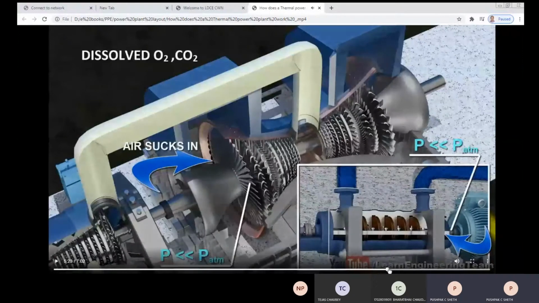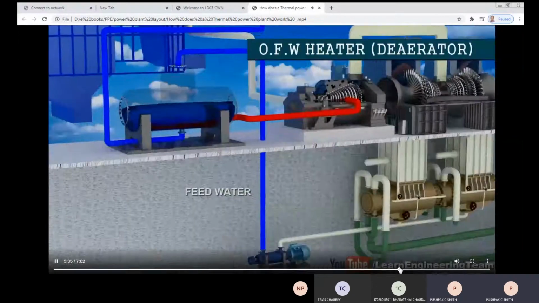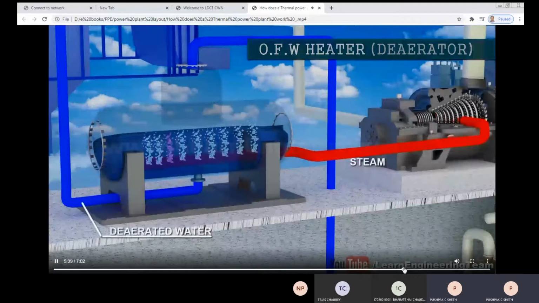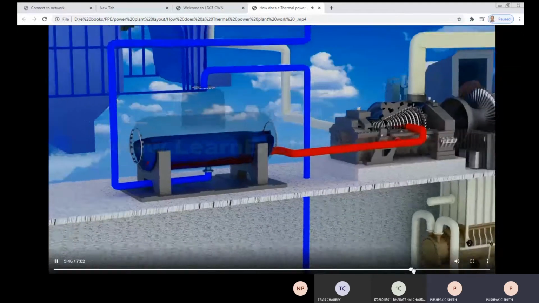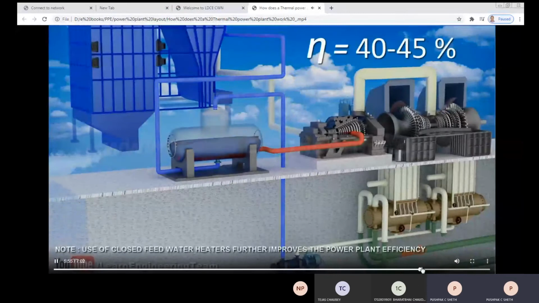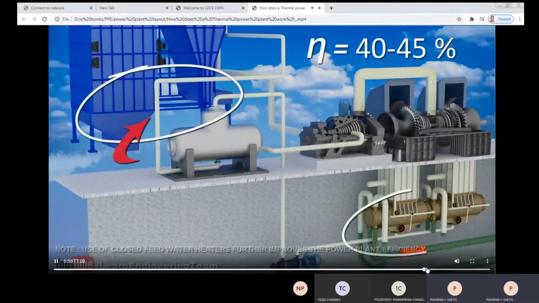This is the mechanism of O2, CO2, etc., that we don't require at this stage. The deaerator is there to remove the air and dissolved gases from the water, to prevent the corrosive effect of the oxygen and other gases.